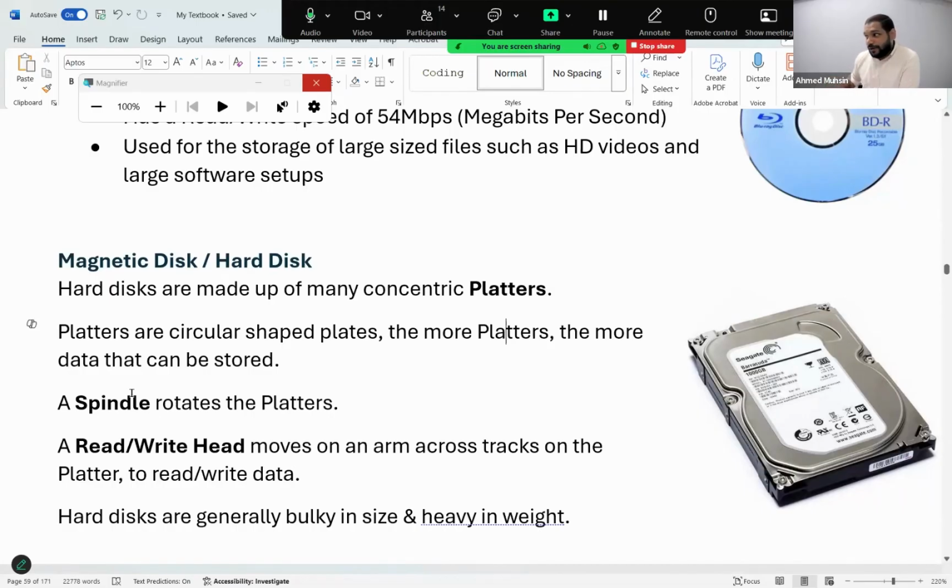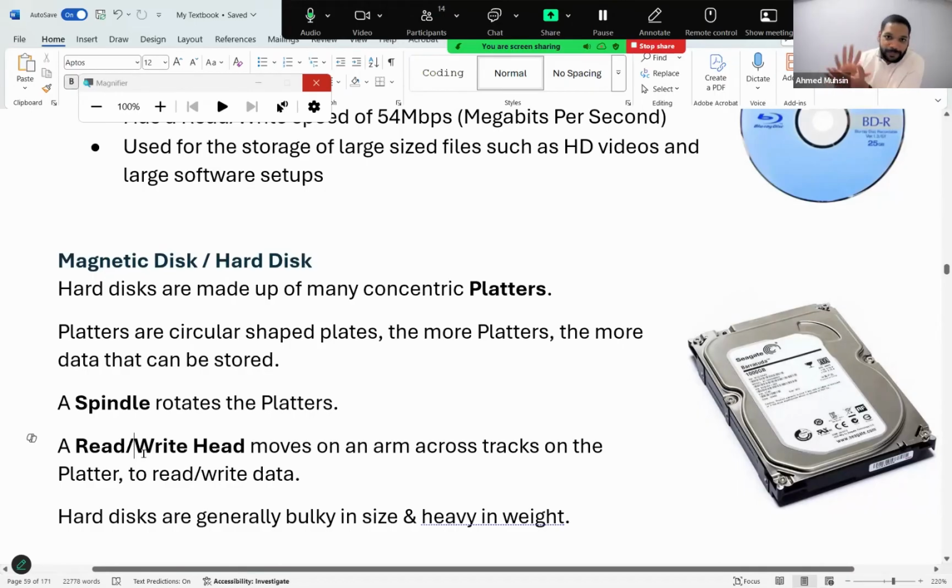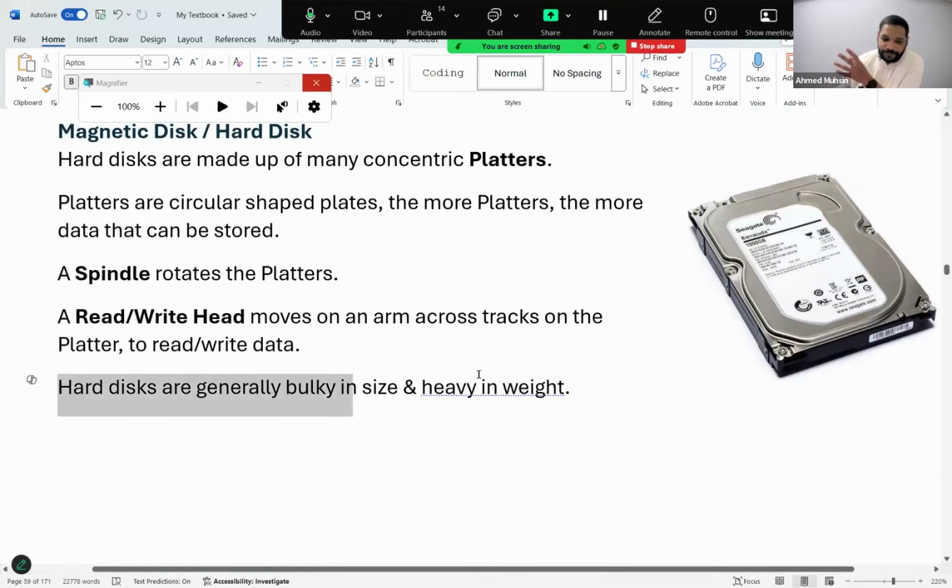Revolutions per minute. When the RPM is high, it means more data can be read or written at a higher rate. Okay? Then, the read-write arm reads data from the platter or puts data on the platter. Are we good?